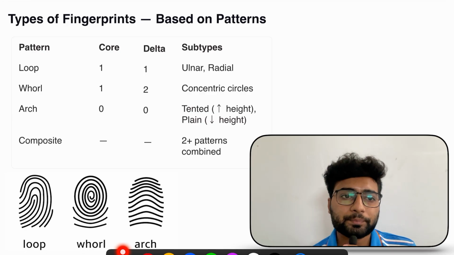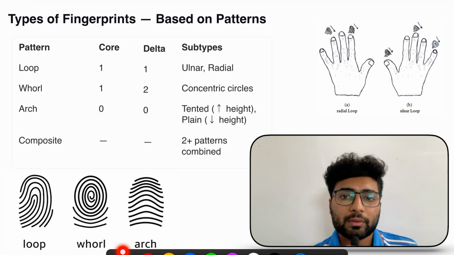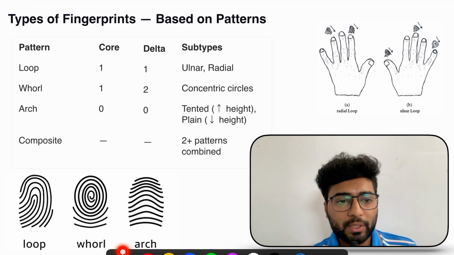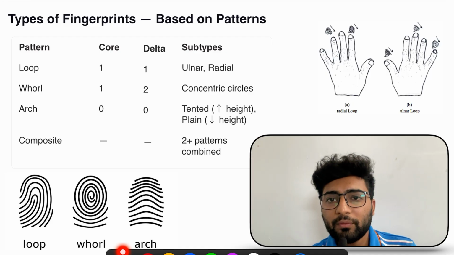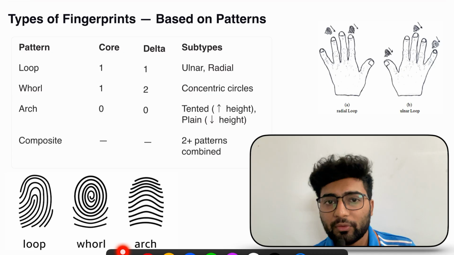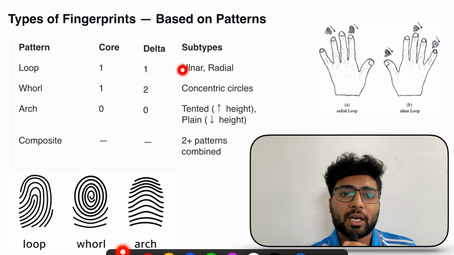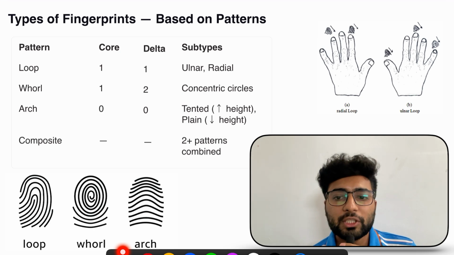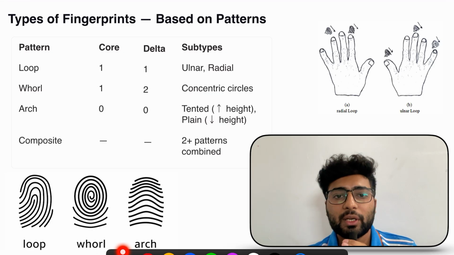And as I said, the loop here is facing in this direction, it can also face in the other direction, right? So if this pattern faces the radial side of the hand, it is a radial pattern, and if it faces the ulnar side, it is an ulnar pattern. So loop has two types, ulnar and radial. Whorls are just concentric circles. Now in arches you can have two types. If the height is increased a bit more, then it is called tented. If the height is decreased, it is called plain.